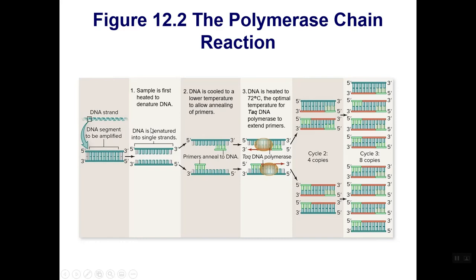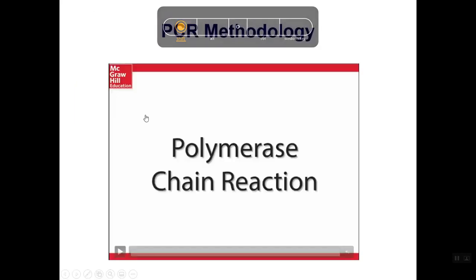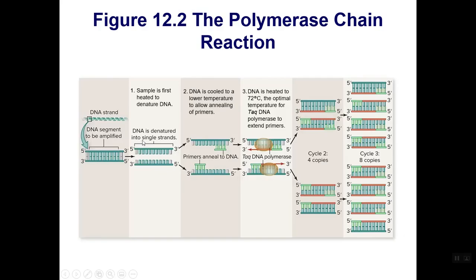So in the first step, the sample is heated up, about 95 degrees Celsius. That's near boiling point, but not quite. So once it's heated up, it will separate these two strands. We'll cool it down then in the next step to around 50 to 60 degrees Celsius, which allows for the primers in green to anneal to the DNA templates. Then we'll heat the thermocycler back up to around 72 degrees Celsius. This happens to be the optimal temperature for Taq DNA polymerase.